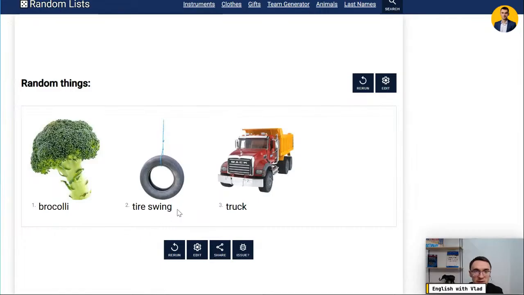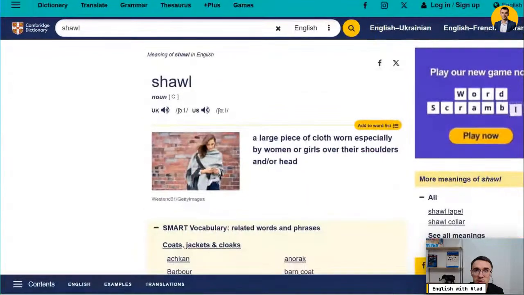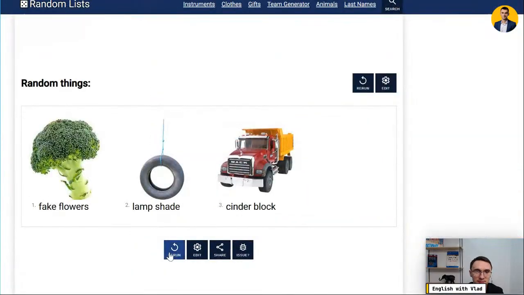Tire swing. This is a tire, and if you swing on it, it becomes a tire swing. And the truck. So as you can see, through this randomizer, you can basically test yourself on how many words you know and expand your vocabulary. It's super easy. There is no pronunciation button, but you can always go to Cambridge and check the pronunciation, which we will do. Let's continue.